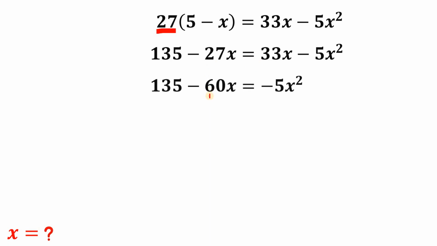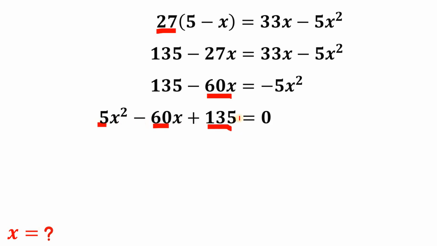So we have negative 60x. And what we're going to do is to equate this to 0. So let's make negative 5x squared be a positive term. So we have 5x squared minus 60x plus 135 equals 0. Now, notice 5, 60, and 135 are all a multiple of 5. So, we can divide all of this term by 5. If we do that, we get x squared minus 12x plus 27.